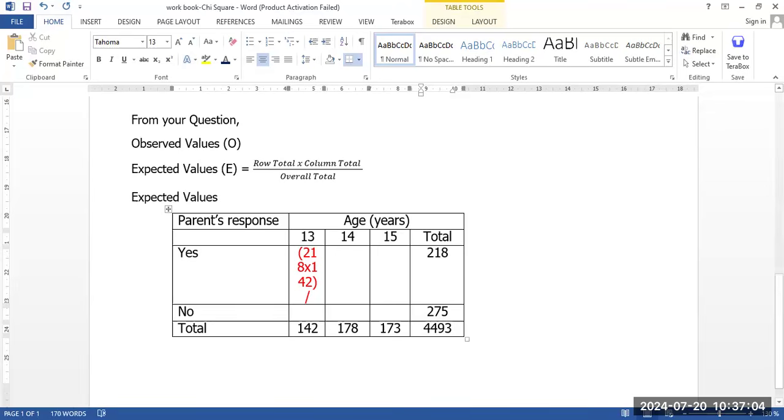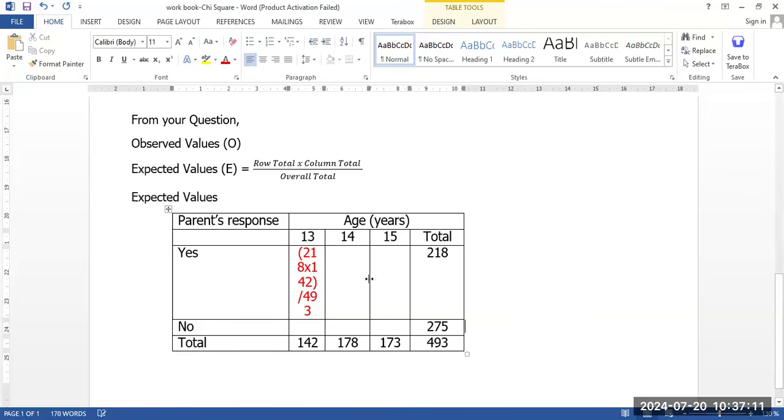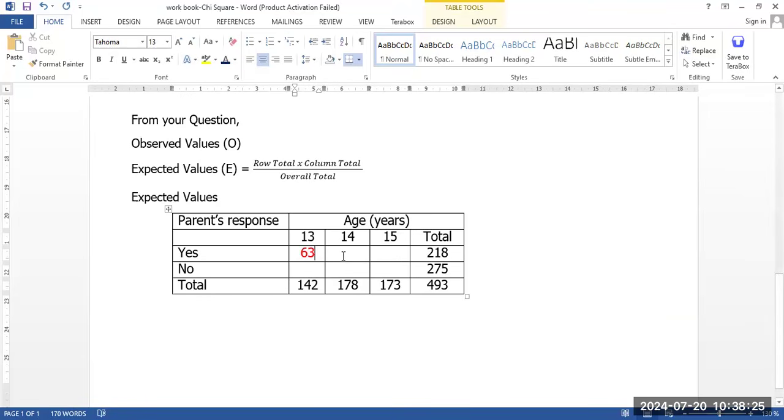Which is 4, 493. What do you get? 3. What about here? You do the same. Row total is this one times column total, it is this one, then divide by this figure. It is 79. What about here? Row total, it is this one, then times this, divided by the answer you get, divided by this. What do you get?